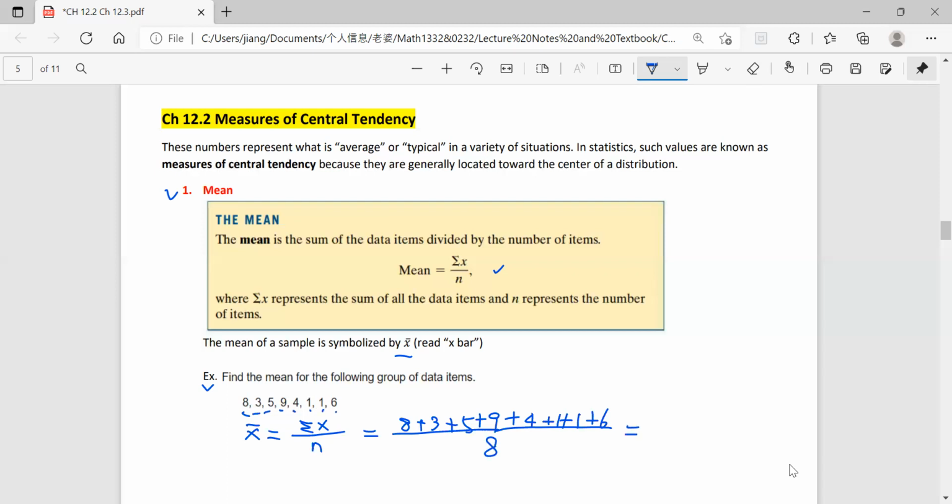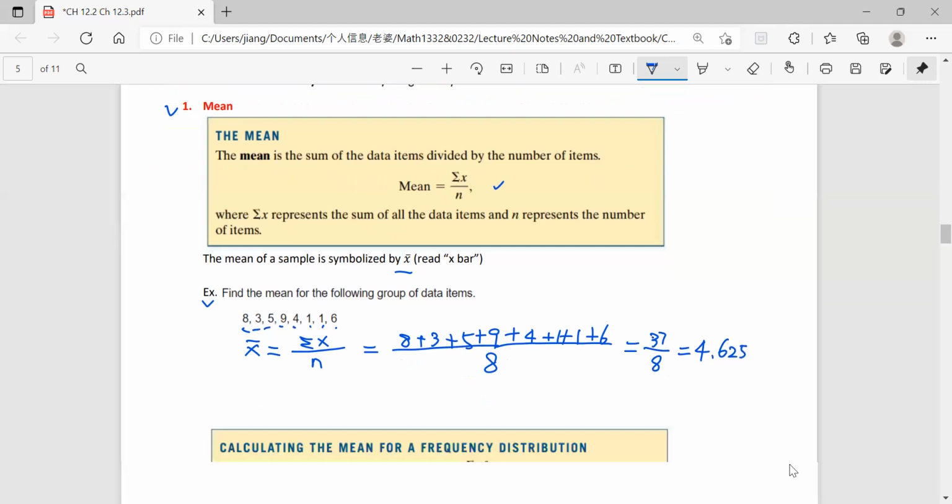Over 8. So 8 plus 3 plus 5 is 16. 16 plus 9 is 25. 25 plus 4 is 29. 29 plus 8, that's 37. 37 over 8, you can use a calculator. That should be 4.625. This is the x bar, the mean of the data.